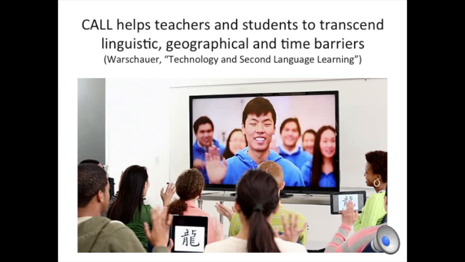Warschauer states, appropriate use of new technologies allows for a more thorough integration of language, content, and culture than ever before, and provides students with unprecedented opportunities for autonomous learning. Computer technologies not only help teachers and students to transcend linguistic, geographical, and time barriers, but also build bridges between bilingual, ESL, and foreign language programs.